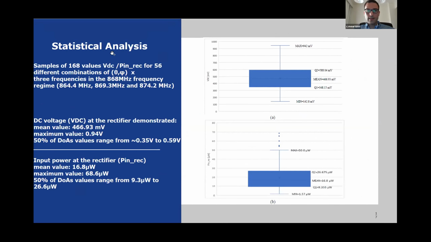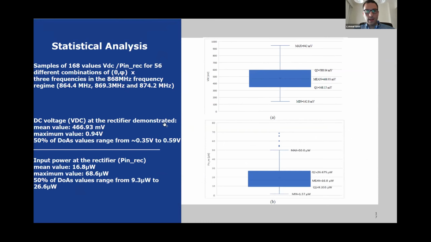Finally, we made the statistical analysis with these two box plots for the two magnitudes, the voltage and the power at the rectifier, for 168 values for different directions of arrival and frequencies around 168 megahertz.